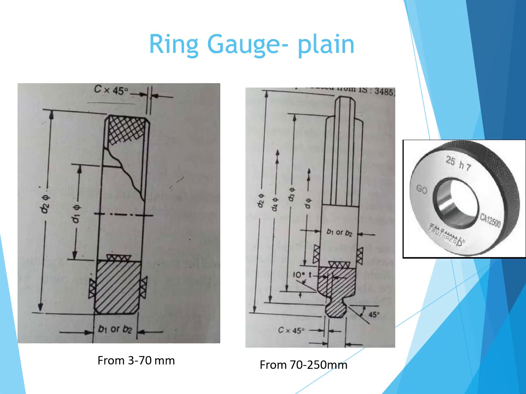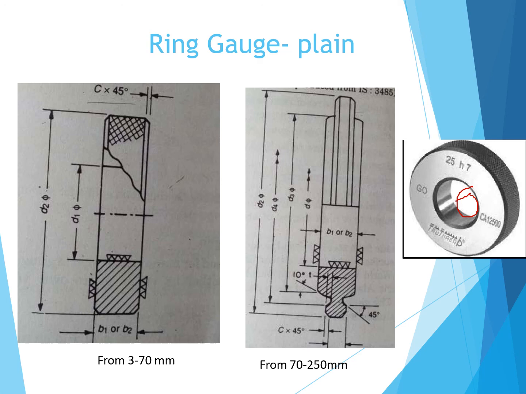Then the next type is called as ring gauges. These ring gauges are used to measure the diameter of the shaft. The ring gauge is having a central hole. You can see here central hole, which is the gauging surface.